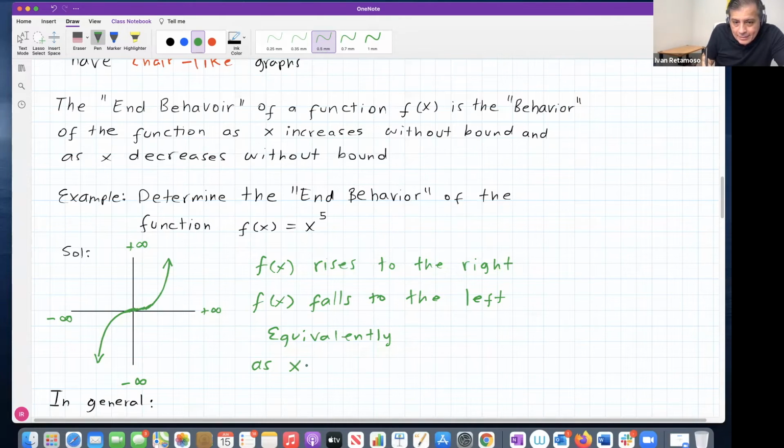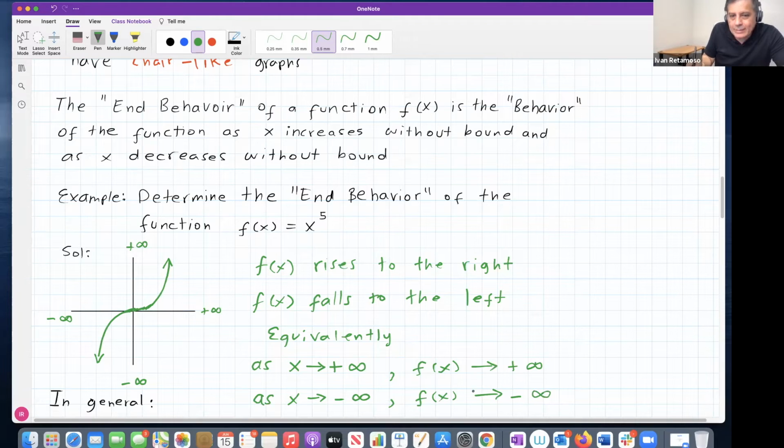as the input values approach plus infinity, as x approaches plus infinity, then f of x approaches plus infinity. Goes to plus infinity. And f of x falls to the left eventually can be expressed in symbols by saying that as x approaches minus infinity, in this direction, f of x, the output values, decrease without bound towards negative infinity. So f of x approaches negative infinity.